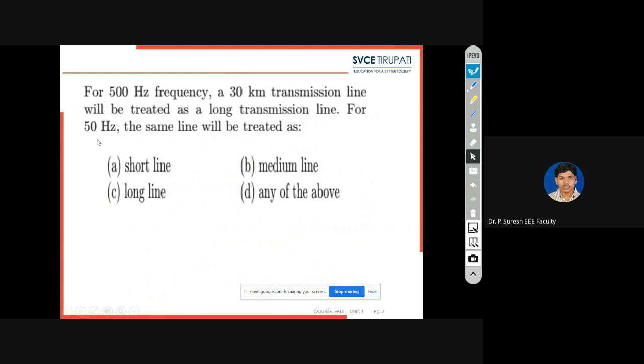What is the relation between frequency and a short transmission line? That is important. My question is clear. You are telling the answer based on the distance, right? Is there any justification? What is the relation between frequency and short transmission line? That is what I needed.